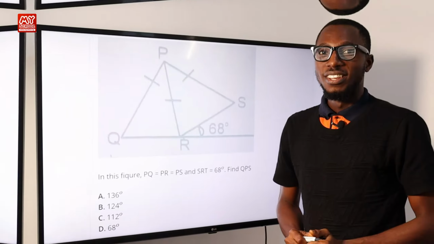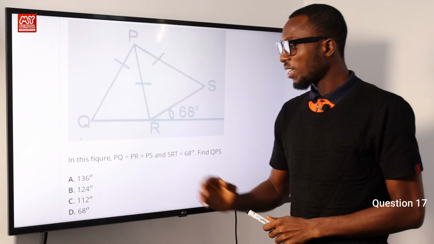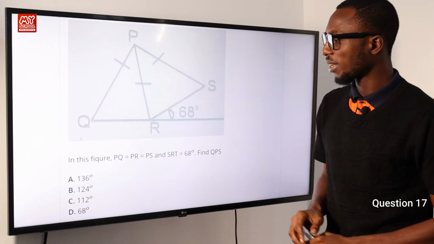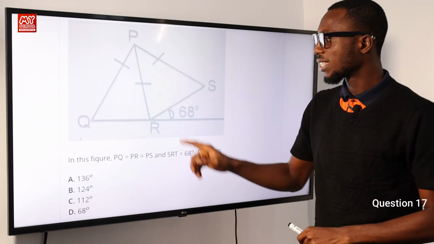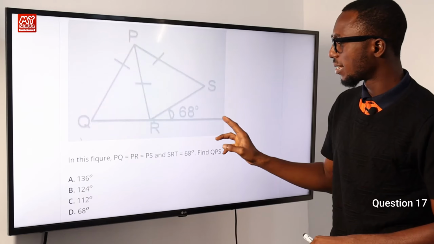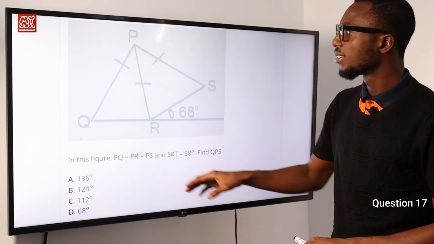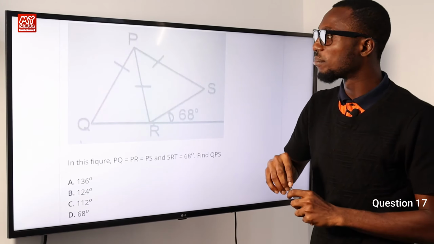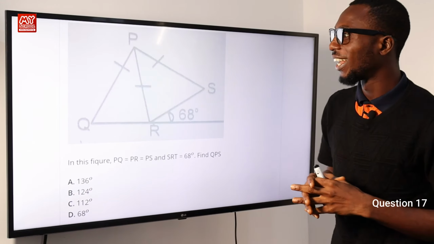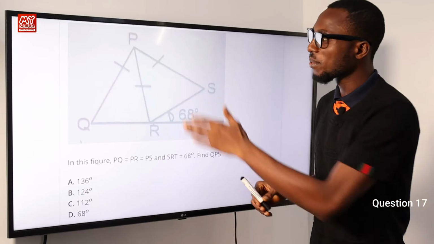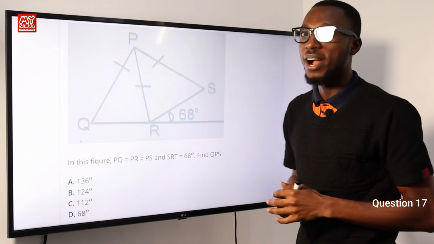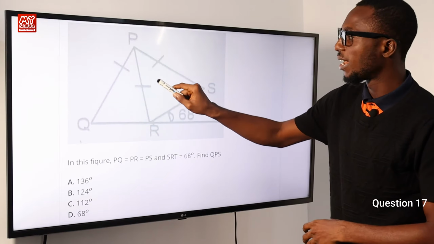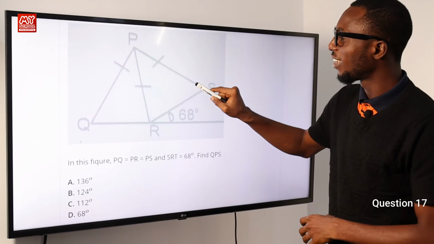Question 17. In this figure, PQ equals PR equals PS, and SRT equals 68 degrees. SR then T, this is T here, equals 68 degrees. Find QPS. So we can see that this figure represents two isosceles triangles joined together, and for such kind of triangle you realize that two sides have equal length and two of the interior angles are equal. So you can see this side marked, that means the angle here equals the angle we have here. Likewise for this triangle, the angle we have here equals the angle we have here.